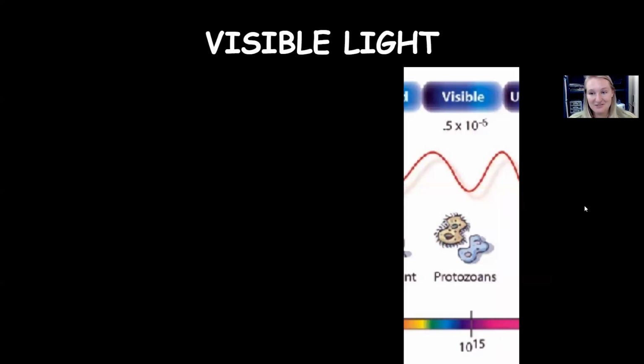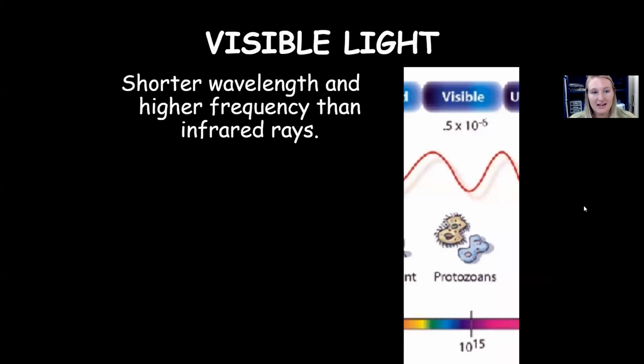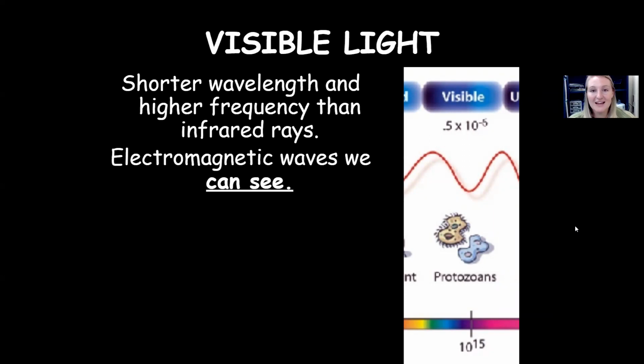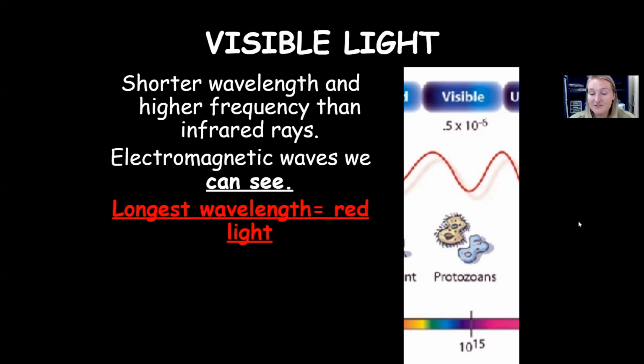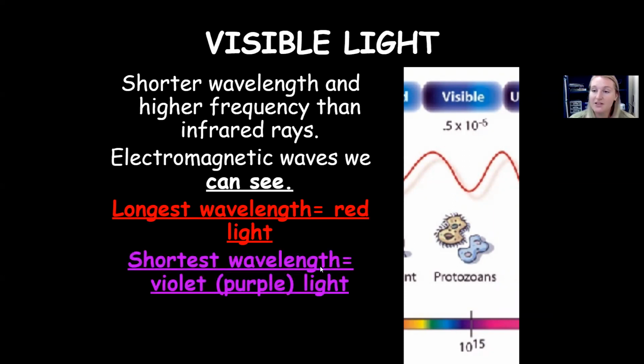Next up is visible light, which is one you guys are all familiar with. So again, wavelengths are getting shorter, wavelengths are going down, frequency is going up. And these are the only electromagnetic waves that we can see. All the rest are there, but they're invisible. Visible light, we can see. Everything that we see is visible light. So the difference between colors in the visible light spectrum is the wavelength. Our red is going to have the longest wavelength. And purple, at the other end of the spectrum, is going to have our shortest wavelength of light.